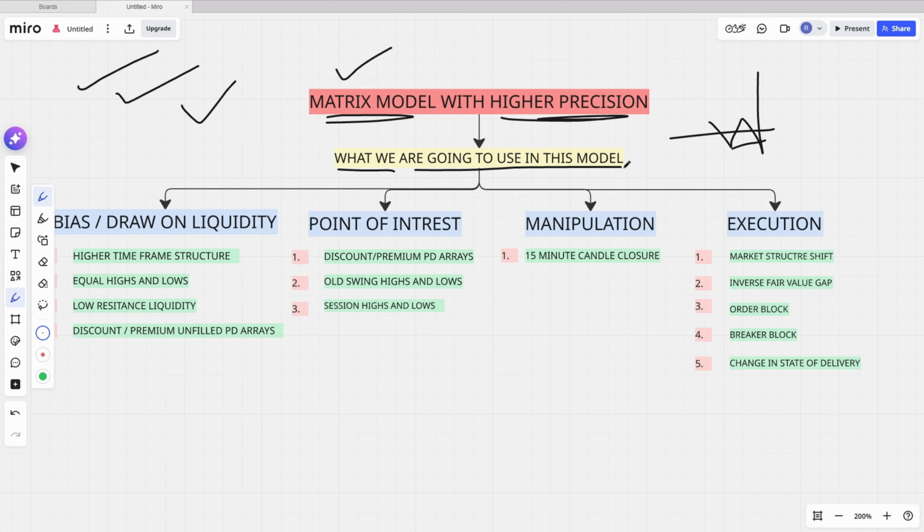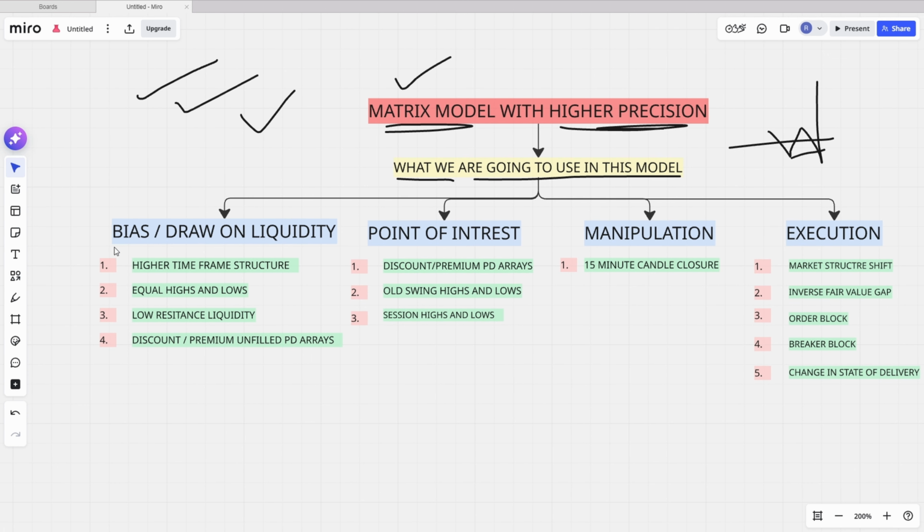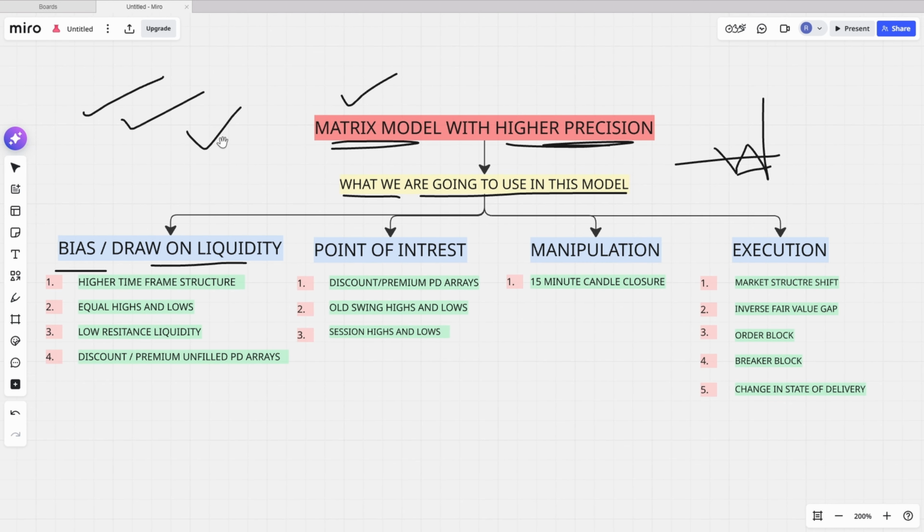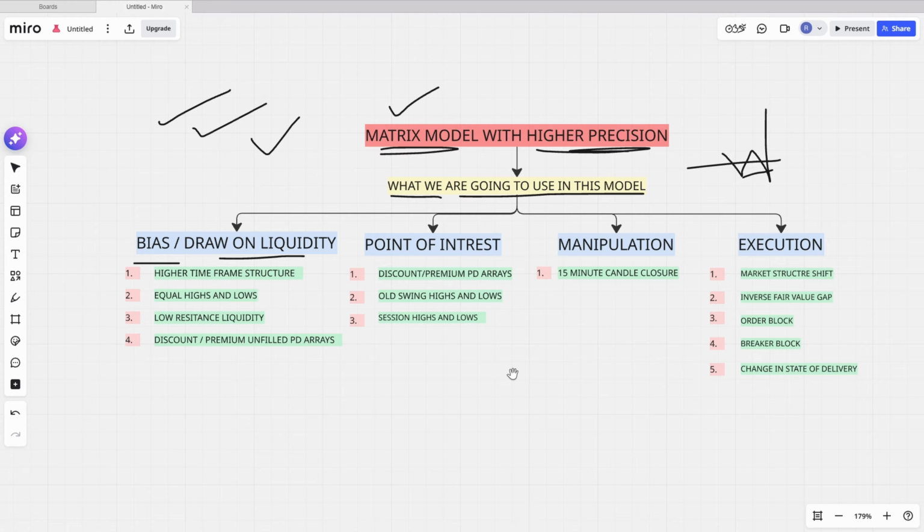The first and most important improvement, which alone can enhance the model by at least 50% compared to before, is the proper use of directional bias and draw on liquidity. In my previous videos, I explained a simpler approach where we targeted the opposing side of the range with a fixed risk to reward, usually around 1 to 3. While that approach works, in this video I am going to show you how to identify a more reasonable and structured directional bias, along with a logical and realistic draw on liquidity. This allows us to understand not just where price might react, but where it is most likely trying to go.